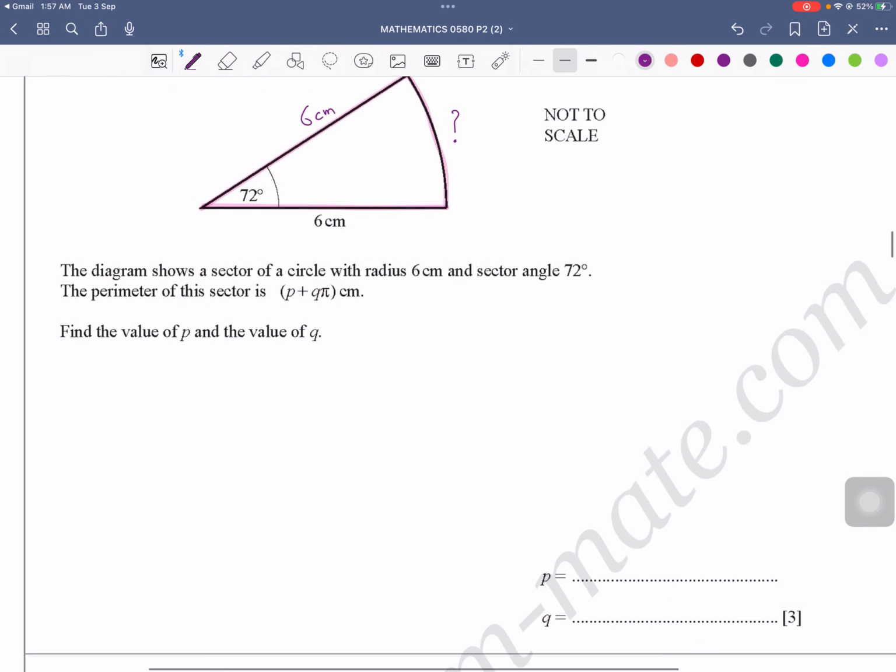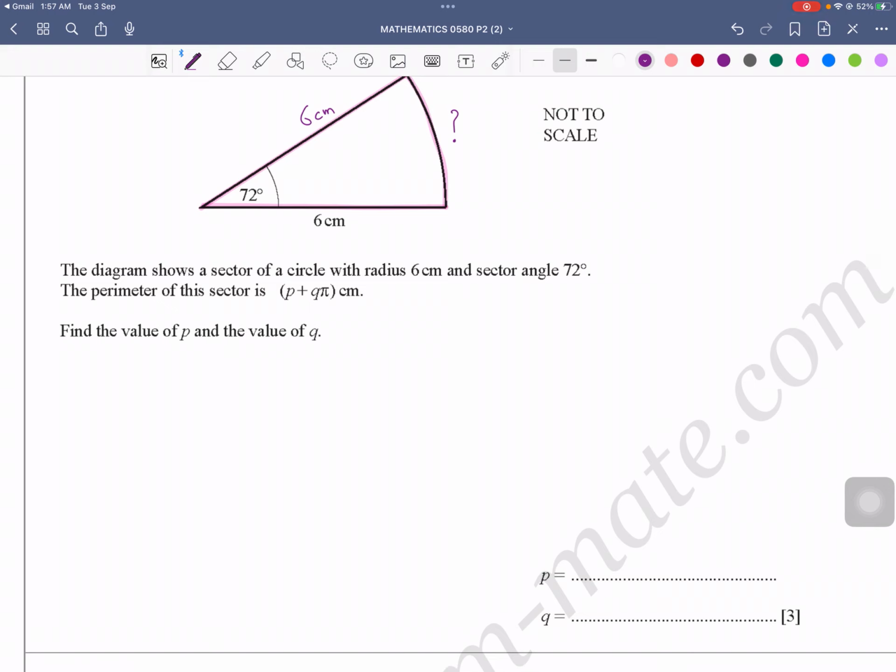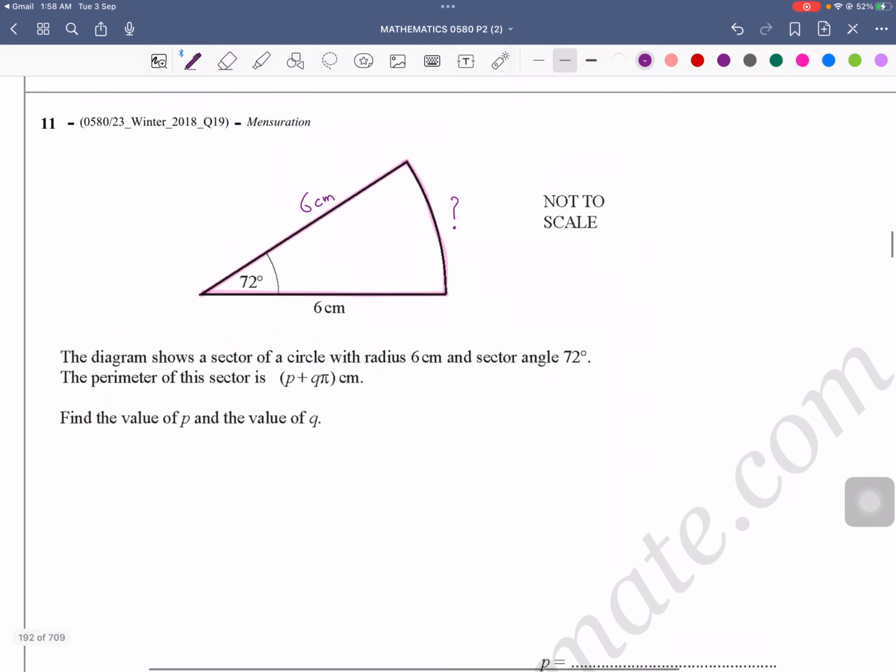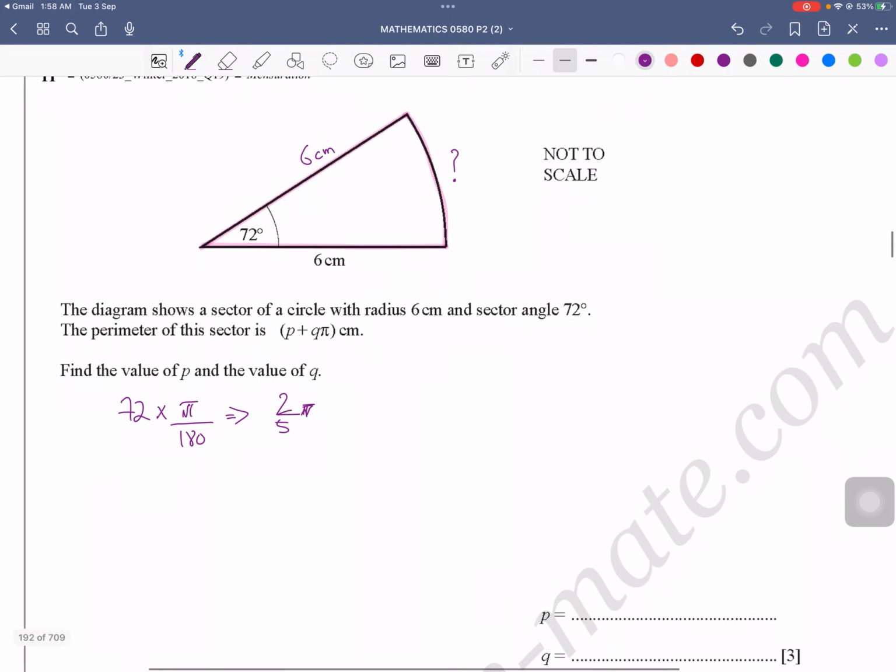In the formula for finding the arc length, first we need to convert this into radians, right? It's given to us in degrees, right? So what do we do? To convert this to radians, you simply multiply it by pi and divide it by 180 to convert the angle into radians, right? So it becomes 2 over 5 pi. That is our angle in radians.